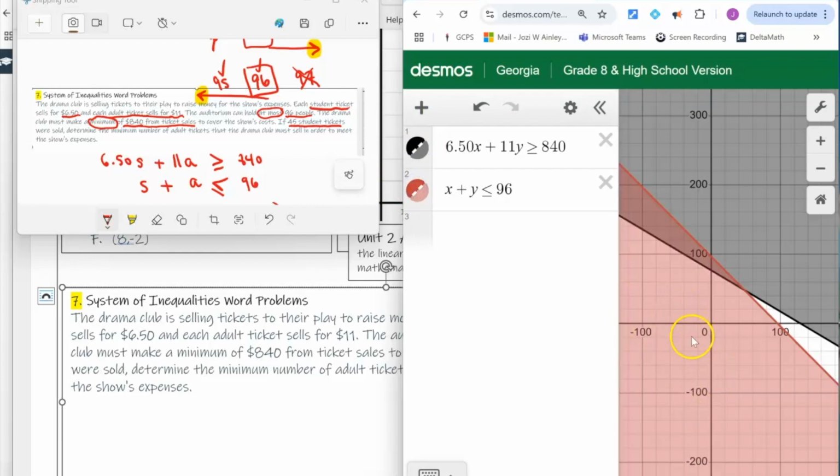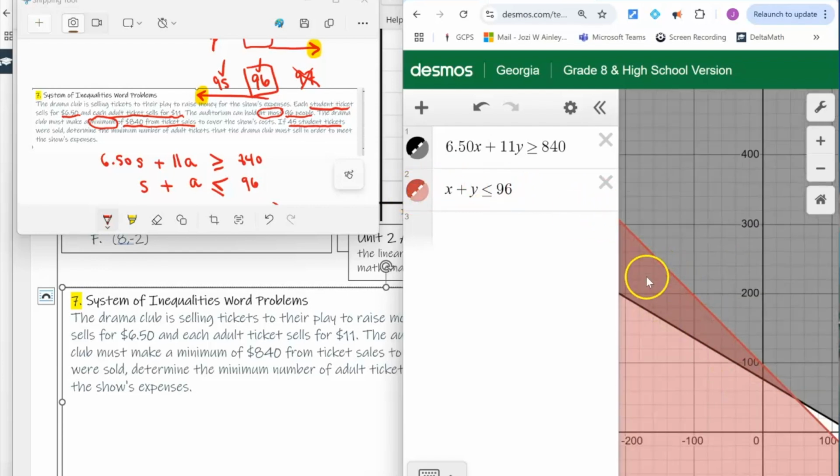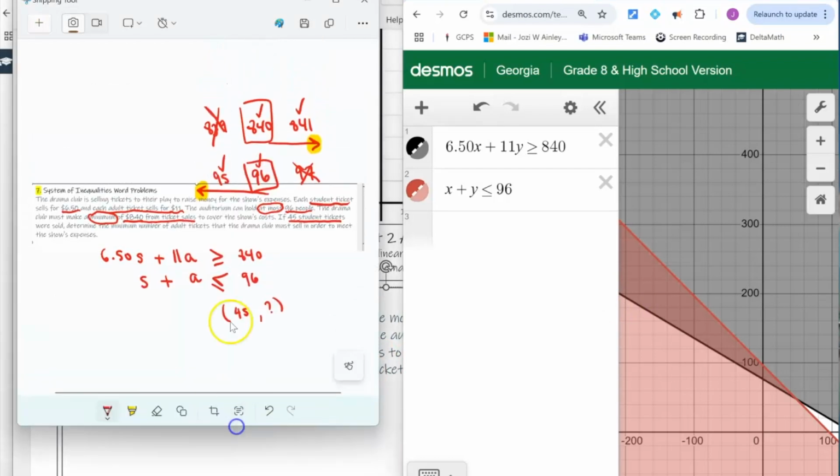Well, if I look at the section right here, it's just red. If I look at this section right here, it's white. If I look at this section right here, it's black or gray. And if I look right here, that's where gray and red overlap. So I'm looking for a solution in here, anything in here. Now, usually they ask you a whole bunch of questions whether these are solutions, but this question is asking: if 45 student tickets were sold, determine the minimum number of adults that the drama club must sell in order to meet the show expenses.